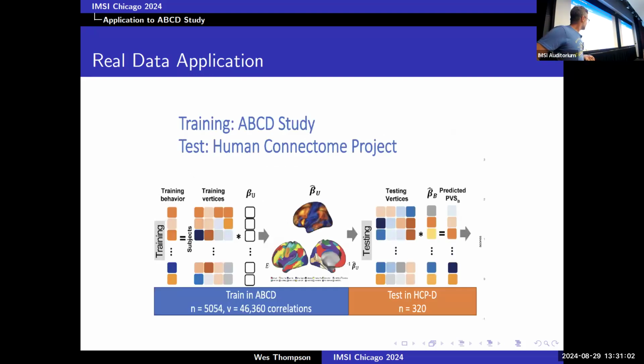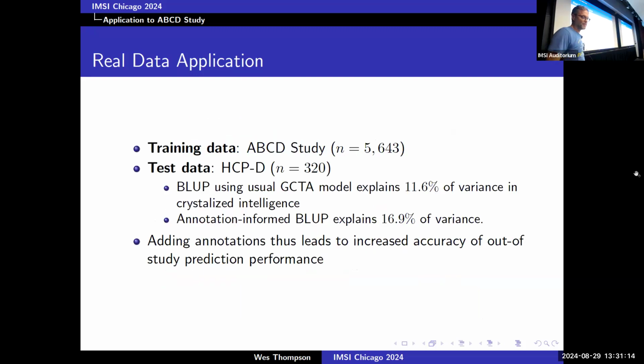We computed the BLUP from this, and using ABCD as the training data, we tested the prediction performance in the Human Connectome Project Development, which was 220 subjects. The total sample size, by the way, is 5,643 after getting rid of people with high motion and getting rid of siblings. The test data had 220 subjects. The BLUP using the usual GCTA with no annotations explained 11.6% of the variance in crystallized intelligence. And the BLUP with the annotation-informed approach that we developed explains about 17% of the variance, which in absolute terms is not that high, but it's roughly 40 to 50% higher in accuracy performance.